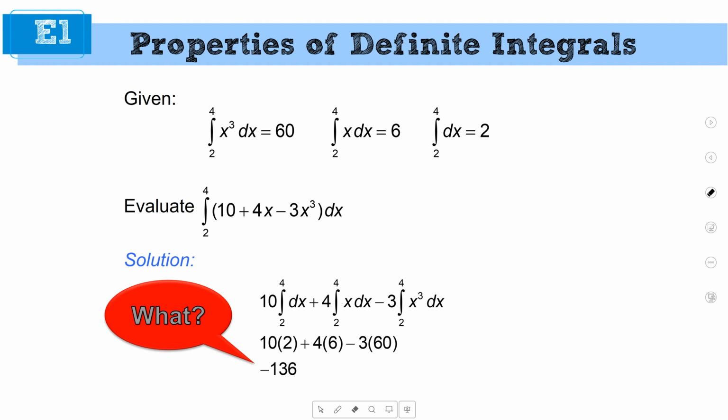To answer the question, get out your graphing device, whether it's your iPad or your calculator, and graph the function 10 plus 4x minus 3x cubed. See if the picture of the graph can explain to you why I have a negative area. And remember, we're going from only 2 to 4.